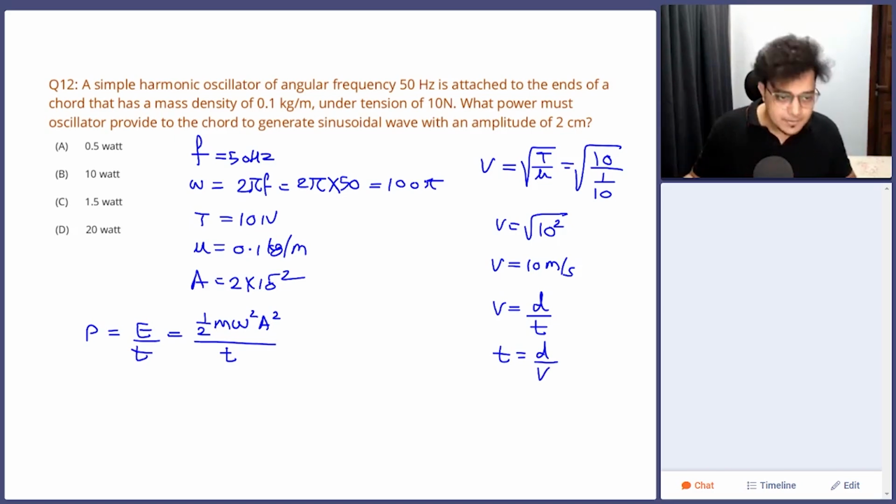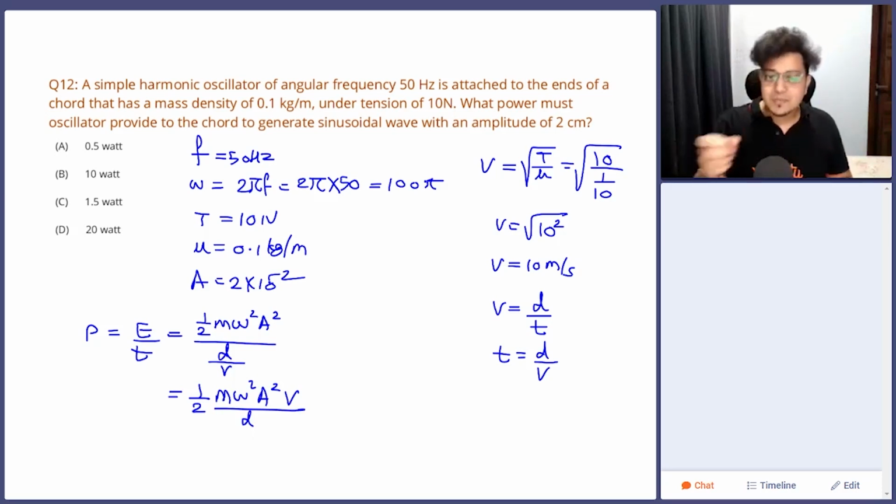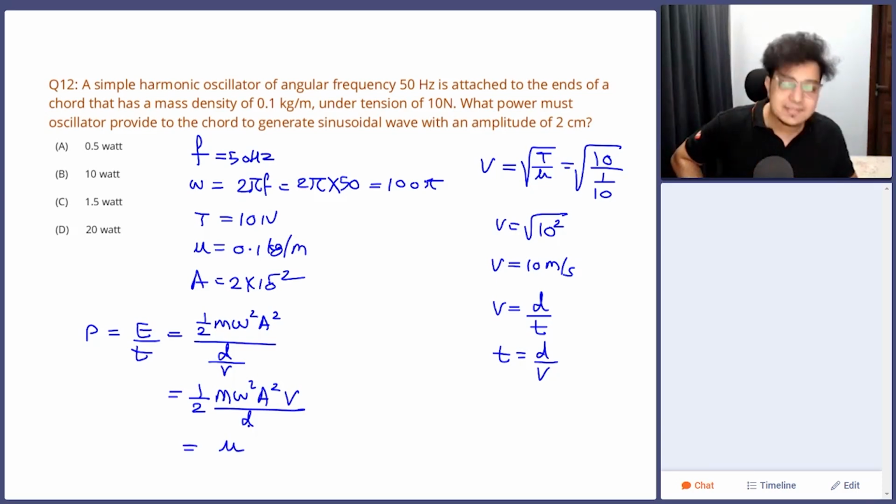Let's do that. If I replace T as d, that is distance traveled by the wave, upon its speed V, then upon simplification I'm getting half M omega square A square V by D. Now D is what? Distance traveled on the wave, on the thread, on the cable. So M by D is what? M is mass, D is distance. M by D is linear mass density mu. So half into mu into omega square A square into V.